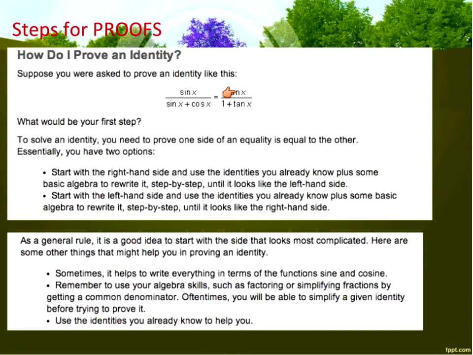Here's a good rule of thumb. It's always a good idea to start with the harder side. So if you have one side that's longer looking than the other side, we're always going to start with the harder, more complex side. We're going to use identities that we already know plus some basic algebra to rewrite it until it looks like the other side. It's what we talked about earlier. We're going to use our algebra skills like factoring, simplifying fractions, common denominators, all those things to rewrite them. And we're going to have to use the identities that we already know to help us. So keep the chart handy that I gave you because we can substitute those in at any time.